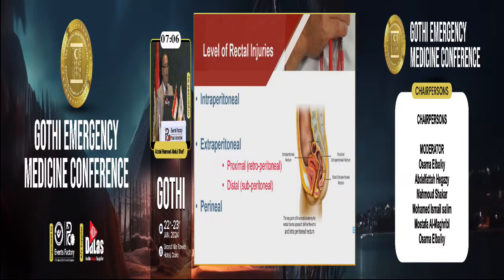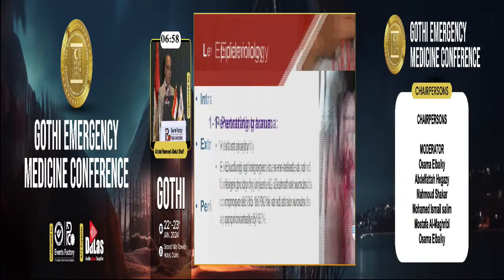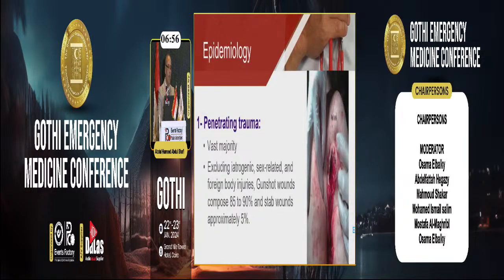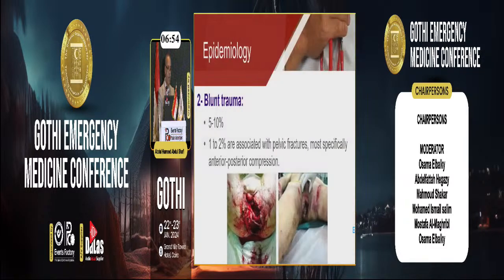Rectal injuries. For the level of the rectum, the intraperitoneal part applies the same principles as colonic injury. The extraperitoneal part, either proximal or distal, and the perineal part of the rectum. Penetrating trauma is the vast majority. Blunt trauma is from 5 to 10%.